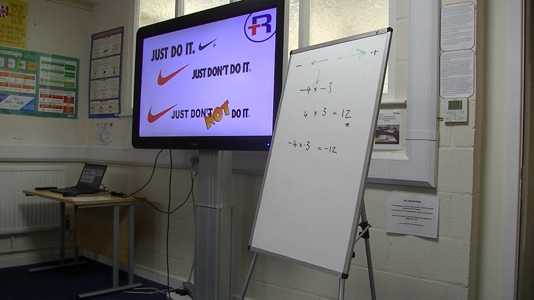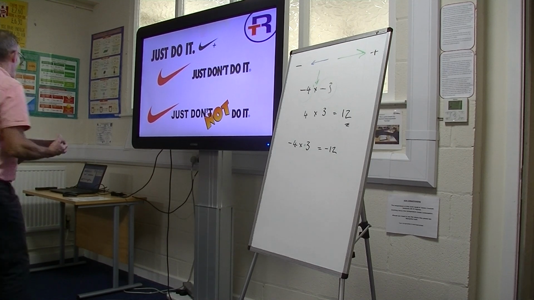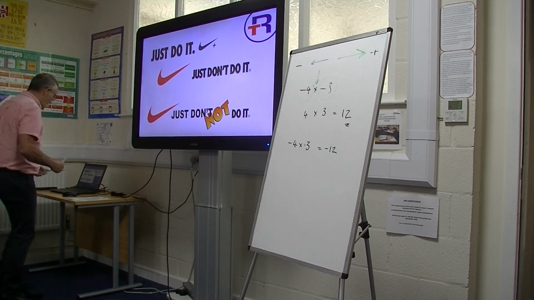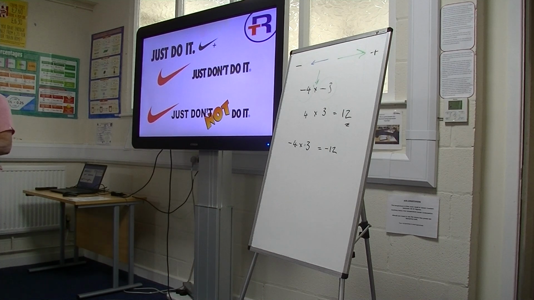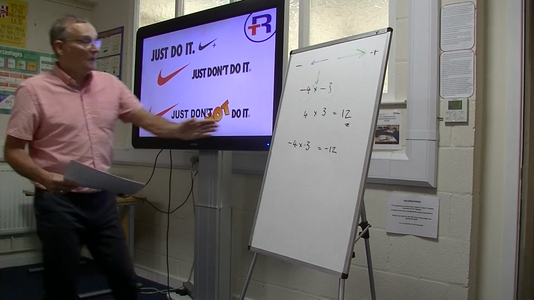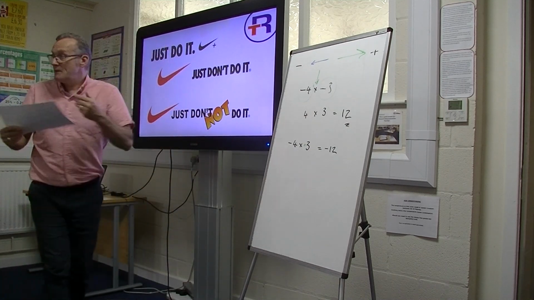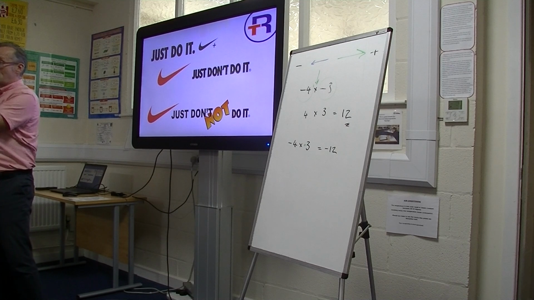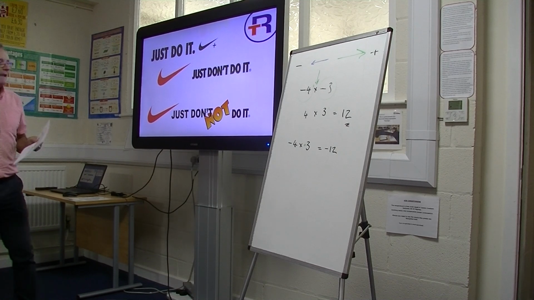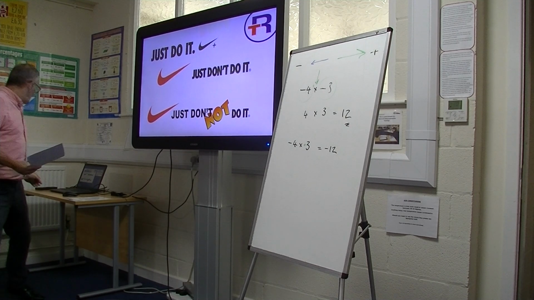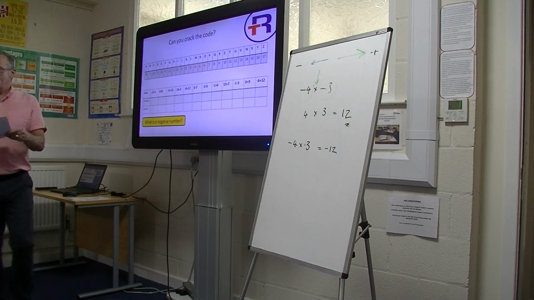So far so good? All right, you guys have to do a bit of work now. You're going to crack the code. Because we've been learning what positive and negative numbers are. We know that negative numbers are, thinking about the number line, the numbers that are less than zero, aren't they? They're on the left hand side of zero. So now you're going to crack the code.